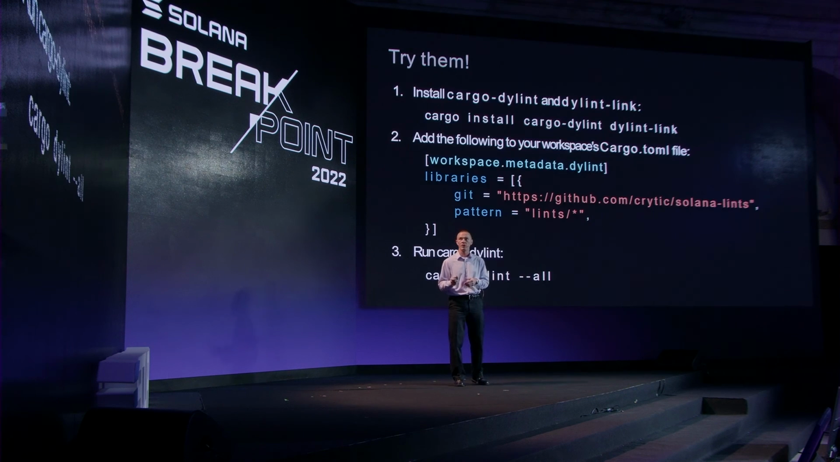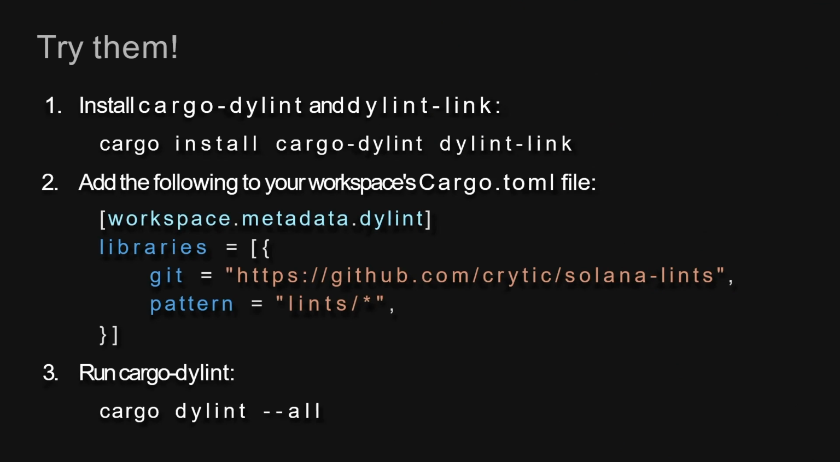OK, so I would like to invite you to try these lints on your own code. Doing so is relatively easy. It's 3 steps. First, you're going to install 2 binaries from crates.io using the command cargo install cargo Dylint Dylint link. You're then going to add these lines to your project's cargo toml file, which tells Dylint where to obtain the lints that you want to run on your project. And then finally, you're going to run this command, cargo Dylint --all. What this will do is download all the lints in the lint subdirectory from the Solana lints repository. It will build them, and it will then run those lints on your project.